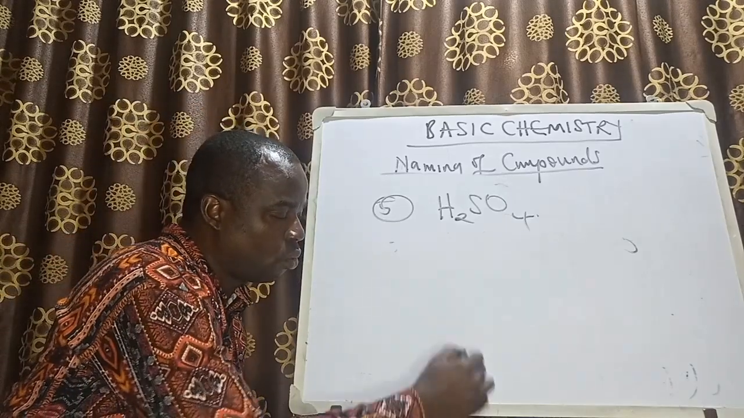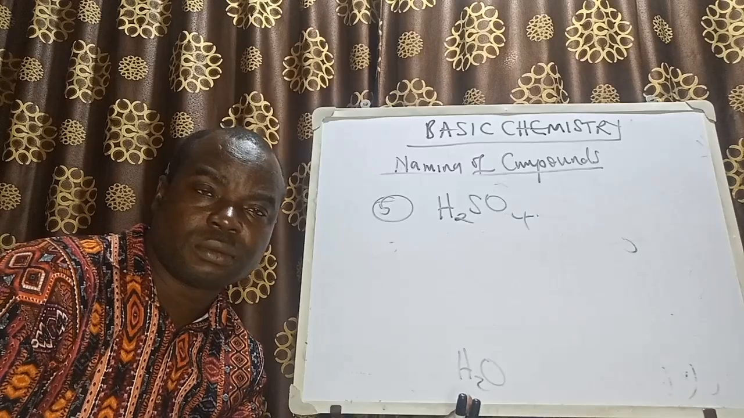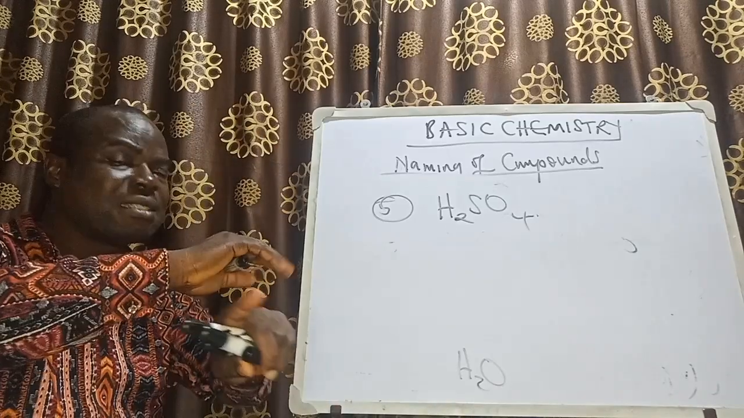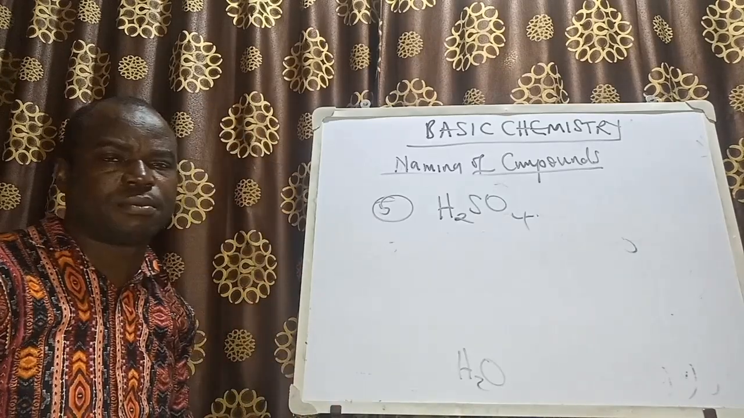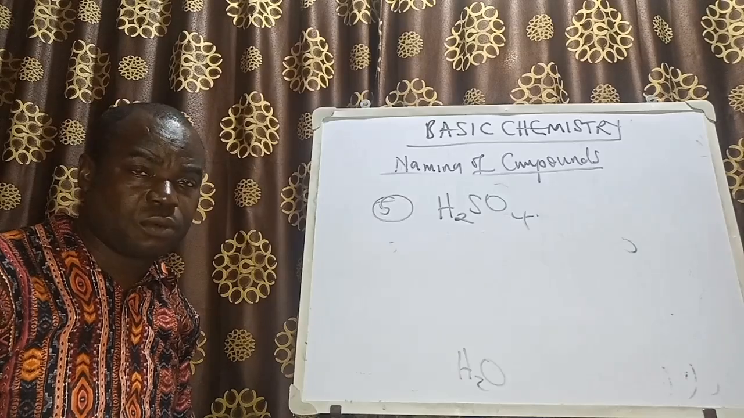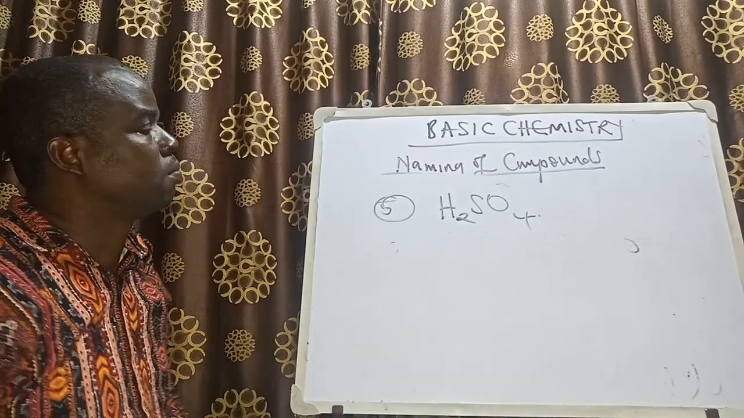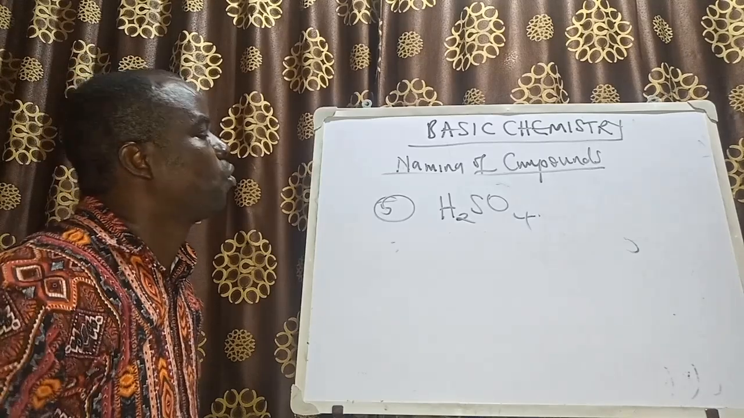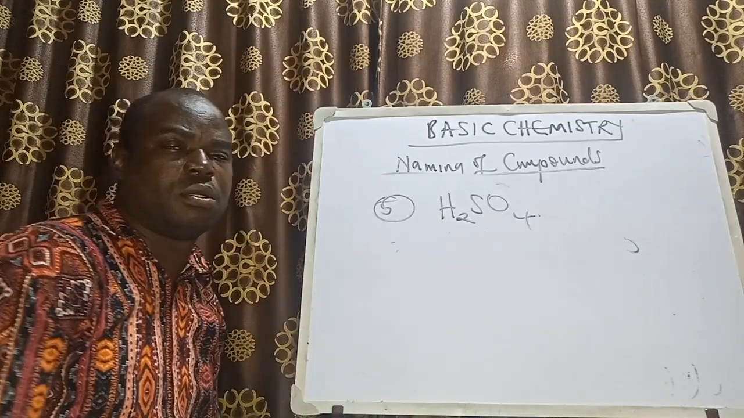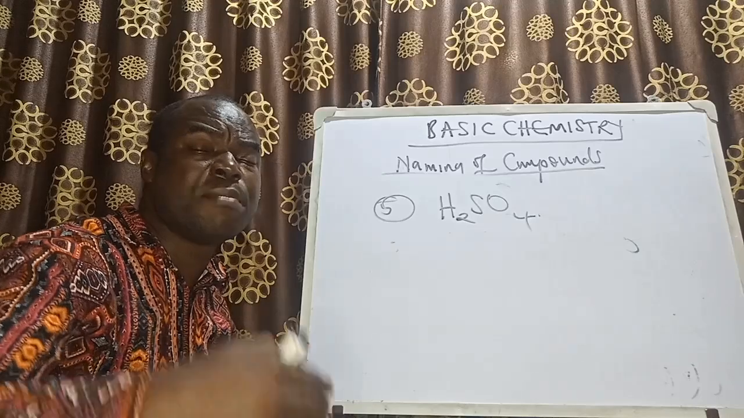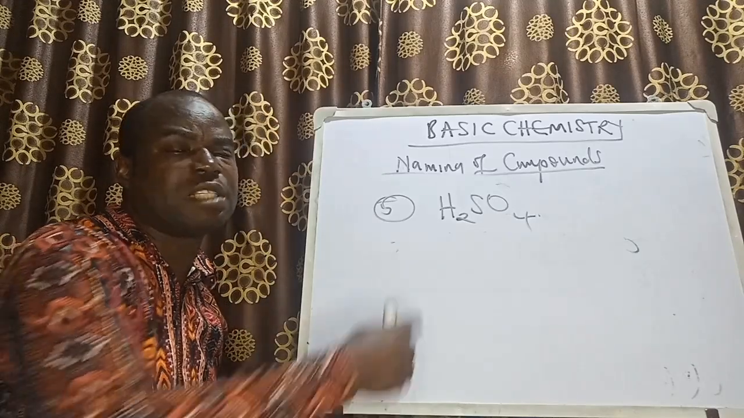Because water is what? H2O. Any other thing that starts with H is an acid. Are you clear now? Now, let us do our normal solving first. Now, what is the middle element here? The middle element here is what? Sulfur.